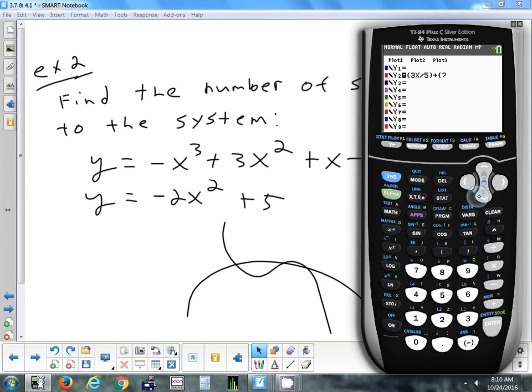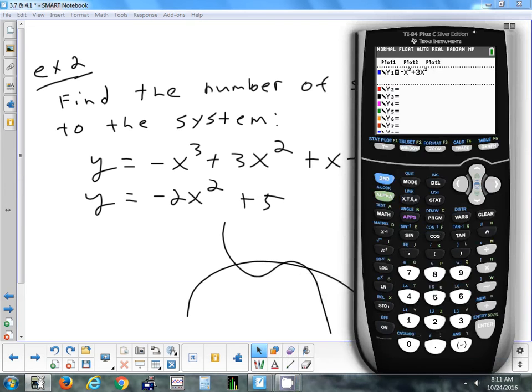All right, so let's graph our parabola. It's negative x cubed plus 3x squared plus x minus 3. And negative 2x squared plus 5. Okay, so there's my cubic with the general kind of behavior I tried to show you. And our parabola is coming.